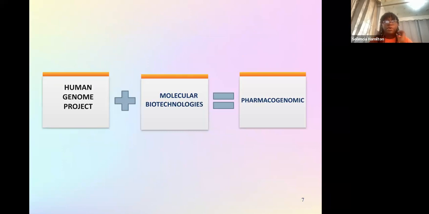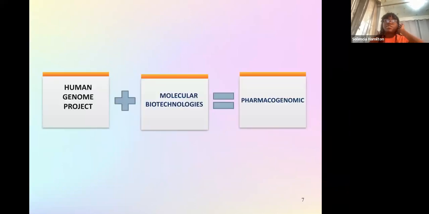Okay, so pharmacogenomics is, I don't want to say a new branch of pharmaceutical biotechnology, but it's the more creative branch that we're getting into because of just how many opportunities lie within it. It mainly comprises the Human Genome Project and the molecular biotechnologies. Just combining those two aspects is what allows the branch of pharmacogenomics to be formed.